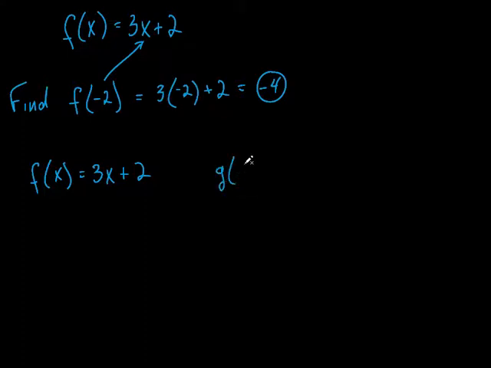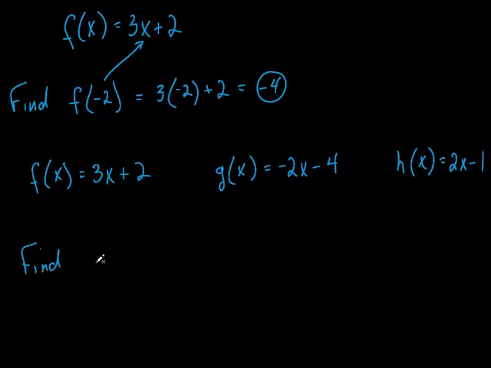So they may say g of x equals, I don't know, negative 2x minus 4 or something like that. They might have another function that says h of x, which is like, I don't know, 2x minus 1 or something, okay? So these are 3 completely different functions. They're 3 completely different lines that you could draw. But here's what they're going to say. They're going to do something like this. They're going to say find g of negative 1. All right, so here's your 3 functions right here.